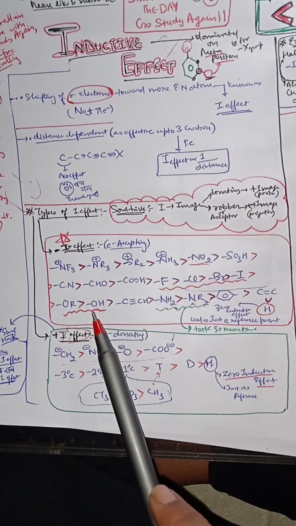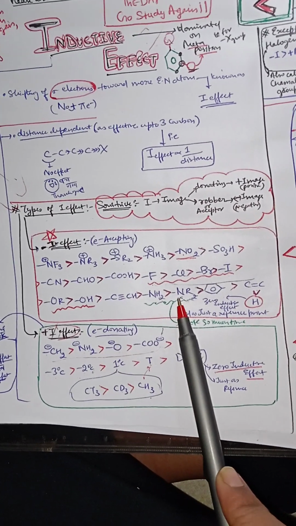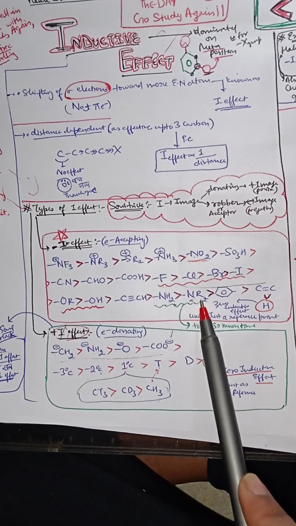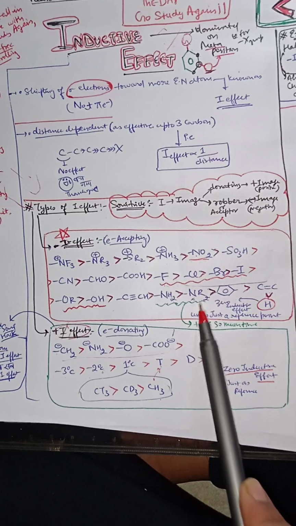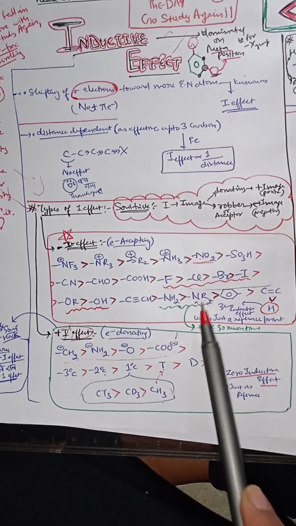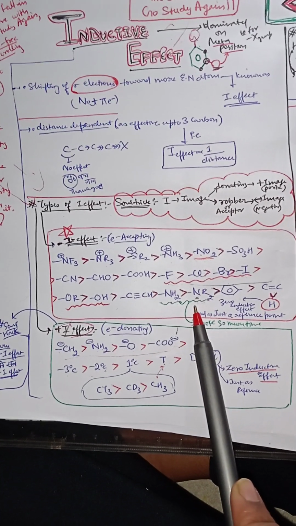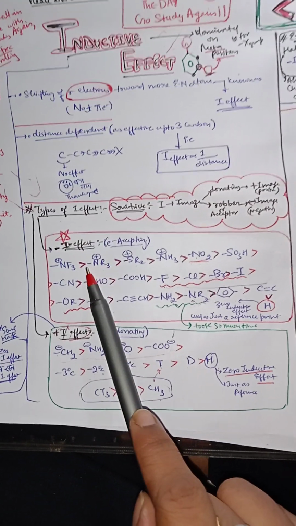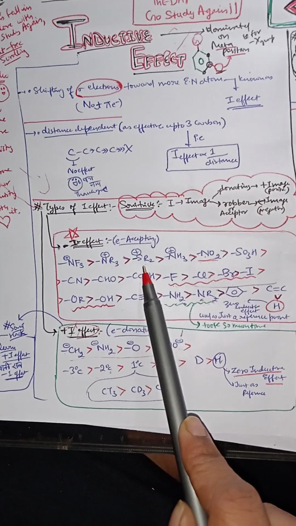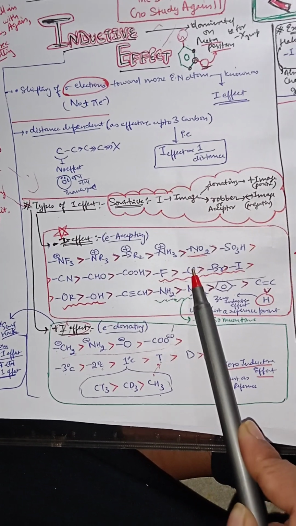In questions, examiners used to play with this. It will give you this because it is not mentioned anywhere. I had to search for 30 minutes to know the real order of this. So remember this: NR3 more than SR2 more than NS3 more than NO2.